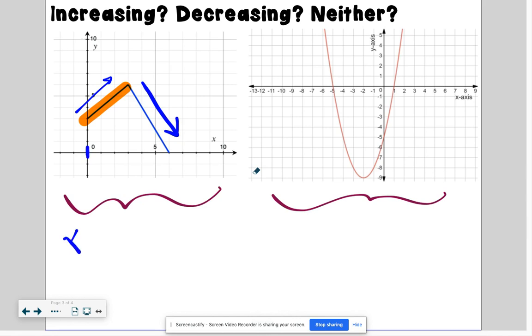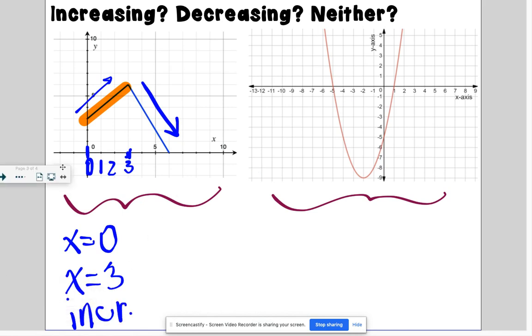from an x value of 0 to an x value of, let's see, 0, 1, 2, 3, to an x value of 3. So that's when it's increasing. Okay, I'm just kind of shorthand that so you can see it a little bit better. So that's when the graph is increasing, all right?